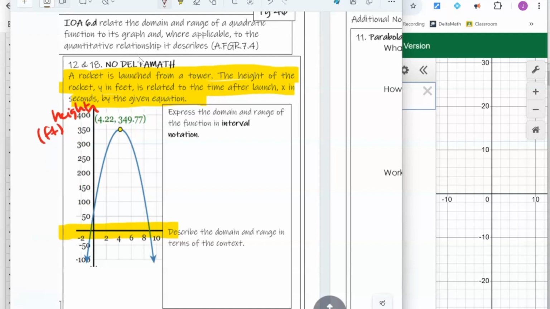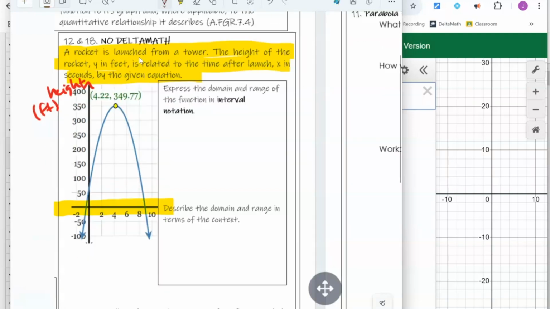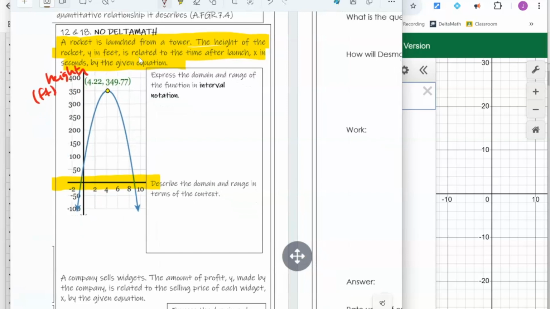The time after the launch, x in seconds, is given by the equation. Okay, so I think I put the equation. So again, if they gave you the equation, type it in here so you can see the graph, but I think I just gave you the graph. All right, so x in seconds, so this is going to be x in seconds. Which is what? Time.